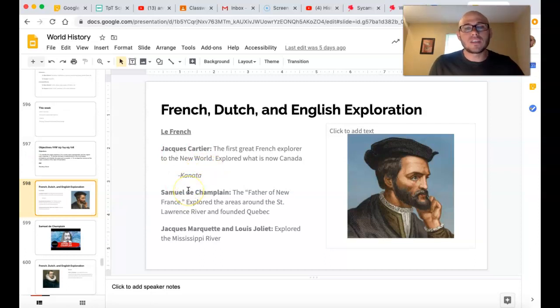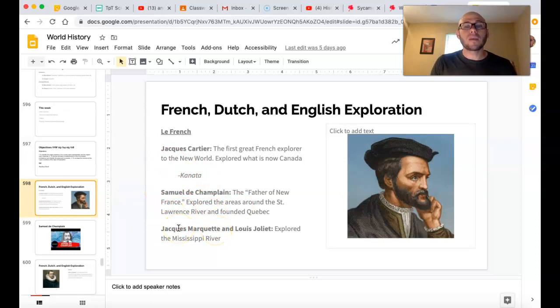Okay, the next we have is Samuel de Champlain, and he was the father of New France. He explored the areas around the St. Lawrence River and founded Quebec. If you remember the St. Lawrence River, it creates a border for some of the United States and Canada. Actually, it flows from the Great Lakes to the Atlantic Ocean. So imagine up north, like Michigan, and then over in that area, up through New York and Maine. That's where the St. Lawrence River flows. And he explored it and founded Quebec up near that area.